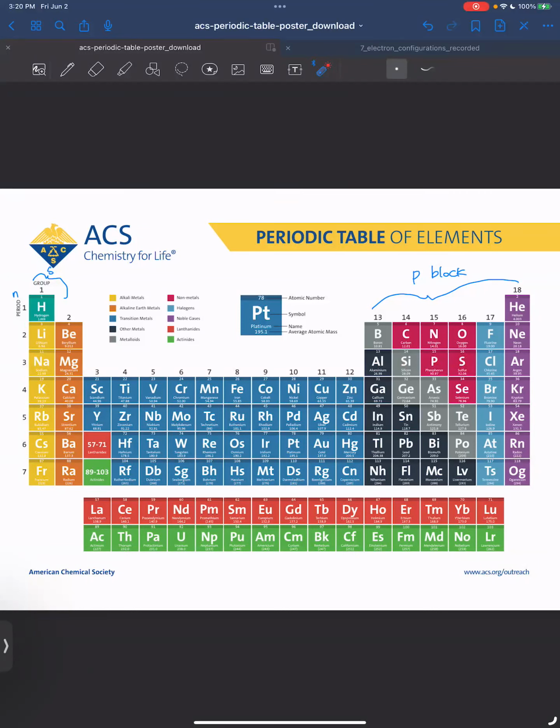So you can just use the periodic table as long as you know the blocks S, P, D, and F, although we won't be working with F. We'll be focusing primarily on S, P, and D in my course.